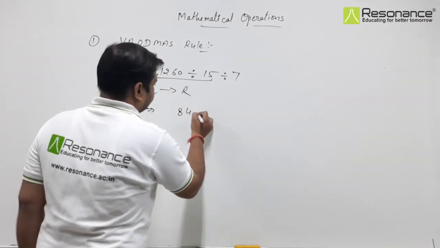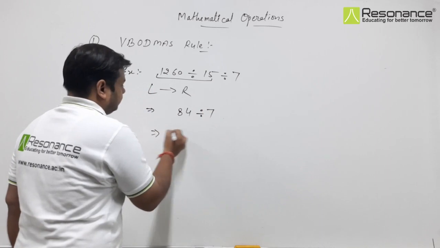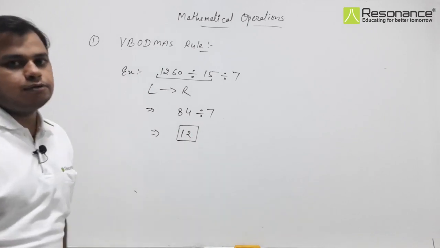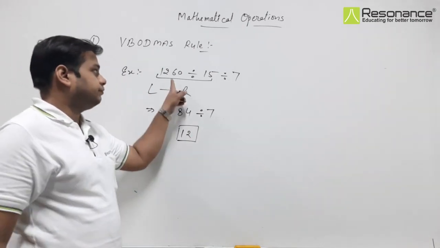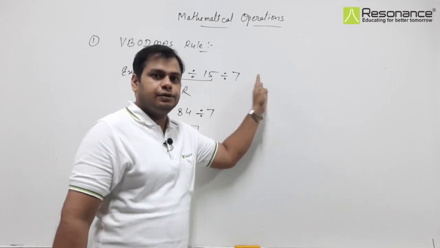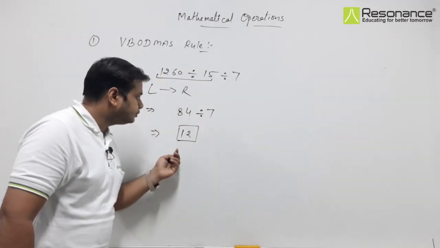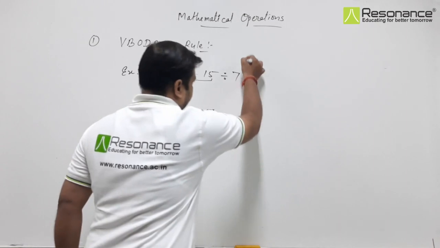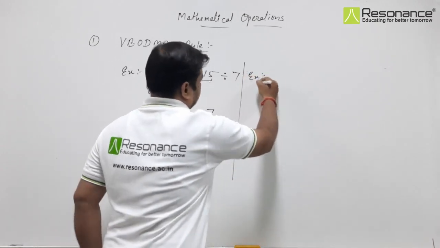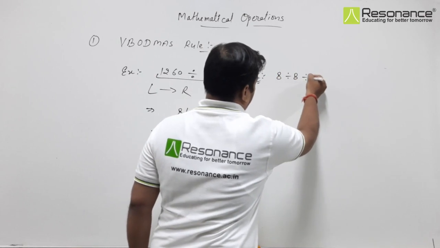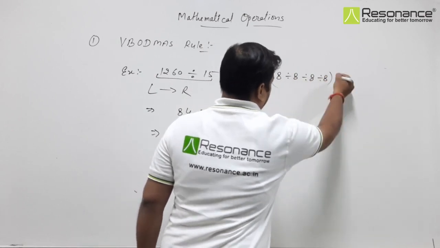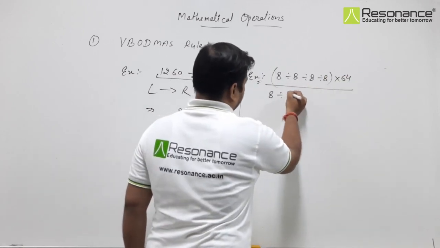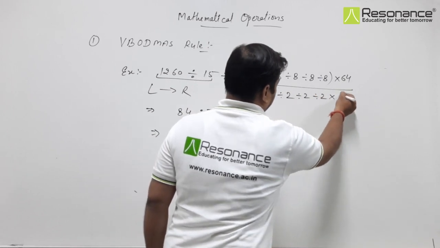84, and then 84 divided by 7 will give us 12. So 12 is the answer of this equation. So remember this, whenever we have 2 division or 3 division here, then we have to solve from left to right. We can understand by another example, like 8 divided by 8 divided by 8 divided by 8 multiply by 64 upon 8 divided by 2 divided by 2 divided by 2 multiply by 1.